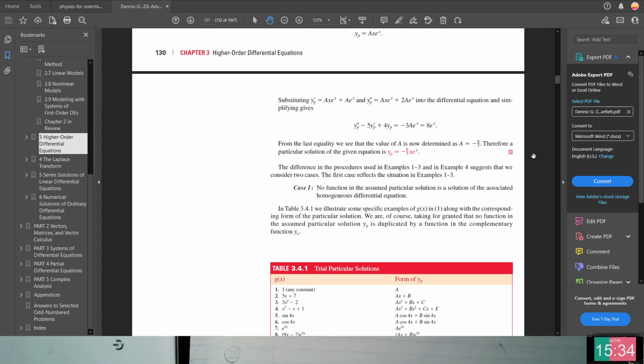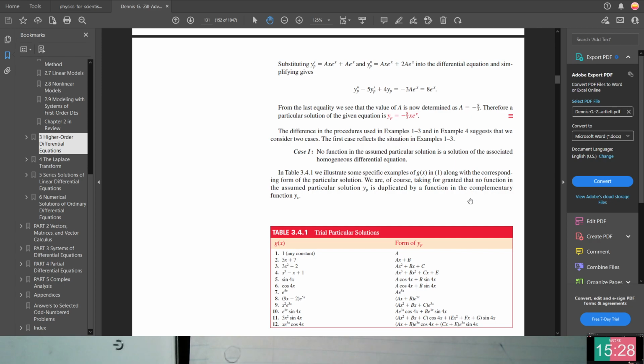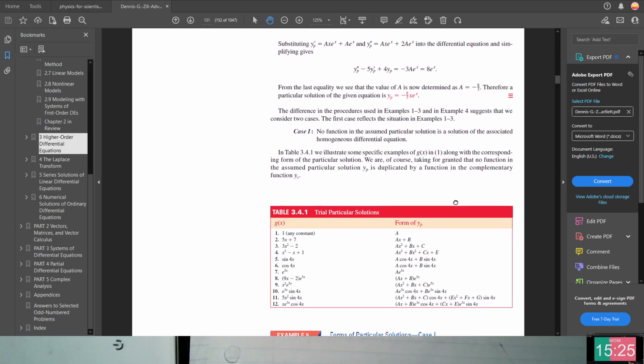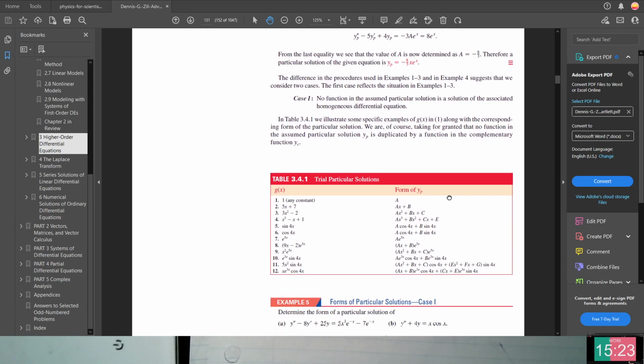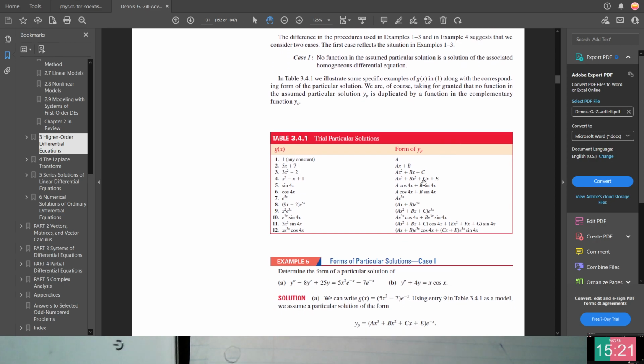The difference in the procedure used in examples 1 to 3 and example 4 suggests that we consider two cases. The first case reflects the situation in examples 1 to 3. Case 1: no function in the assumed particular solution is a solution of the associated homogeneous differential equation.